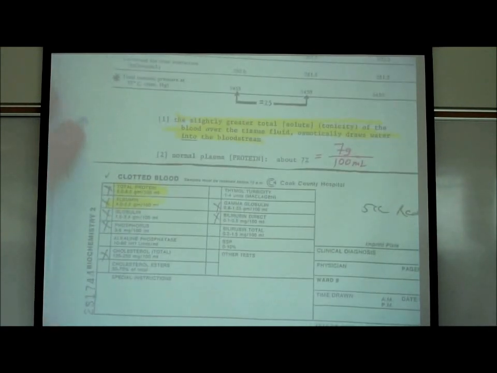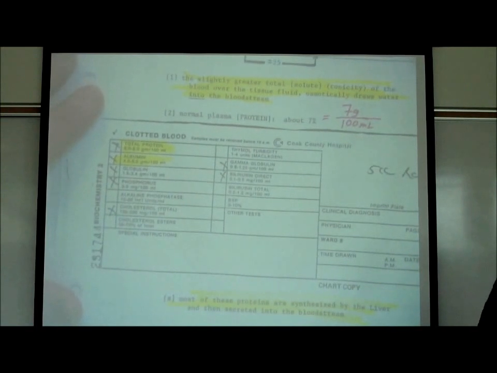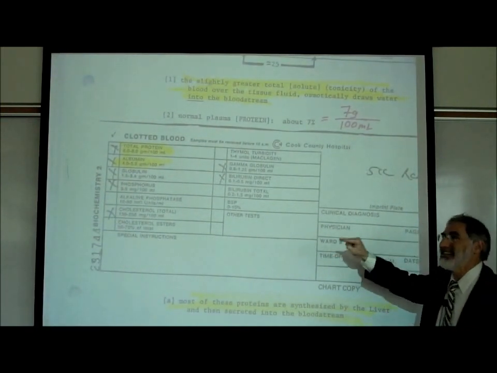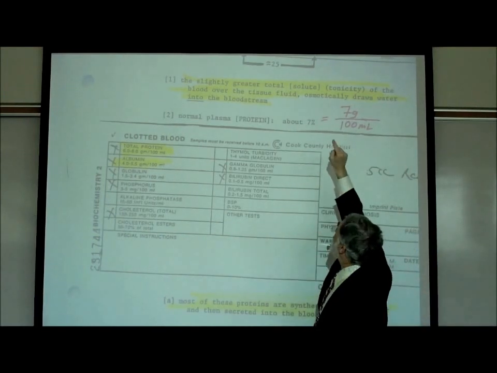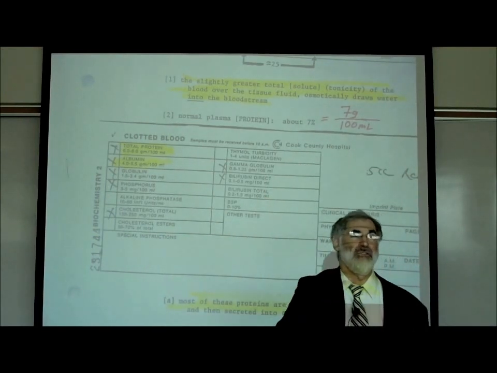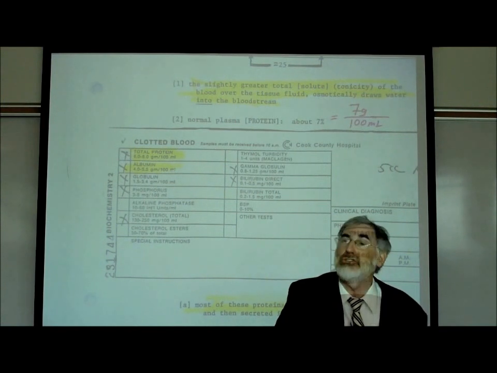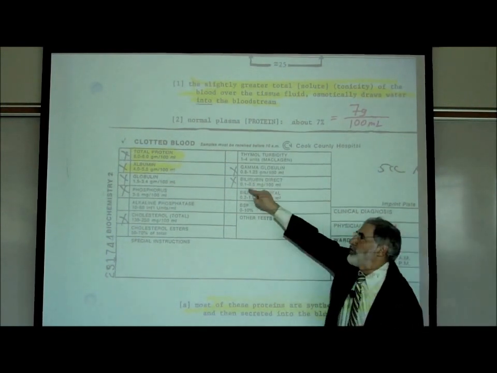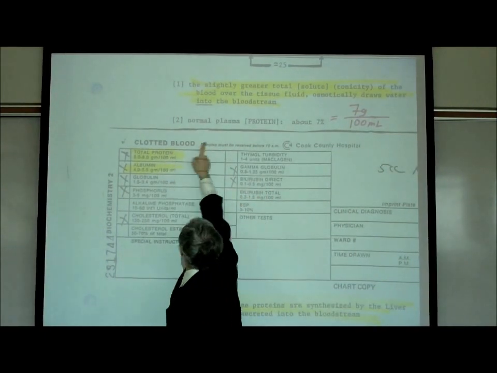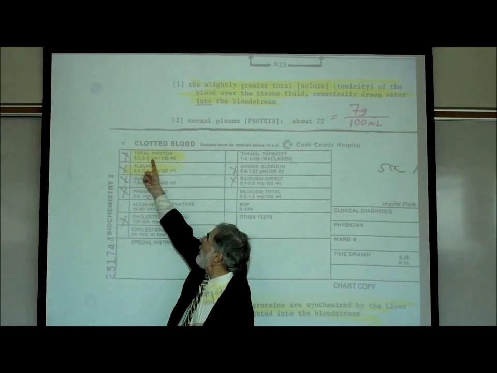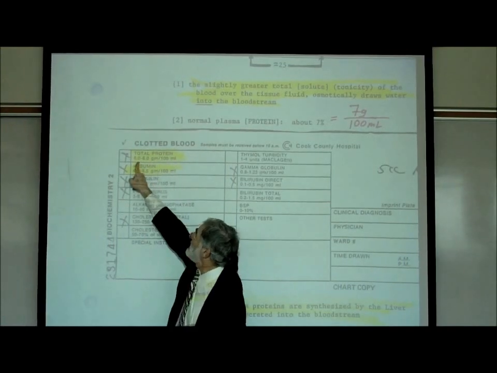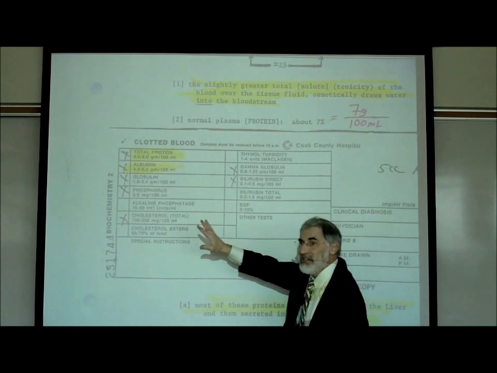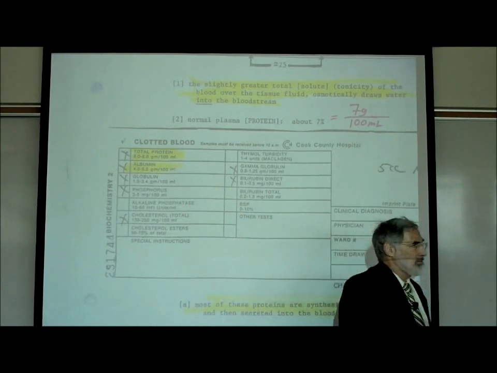And then on this page, we have a lab form. And you've seen this form before, because we've looked at this page before. I told you that the protein level in the blood was 7% on page 2 of the concentration of solutions handout. And we turned to this page, and we said that according to Cook County Hospital, the normal protein level in the blood is between 6 to 8 grams of protein per 100 milliliters of blood, which is about 7 grams of protein per 100 milliliters of blood, or 7%.